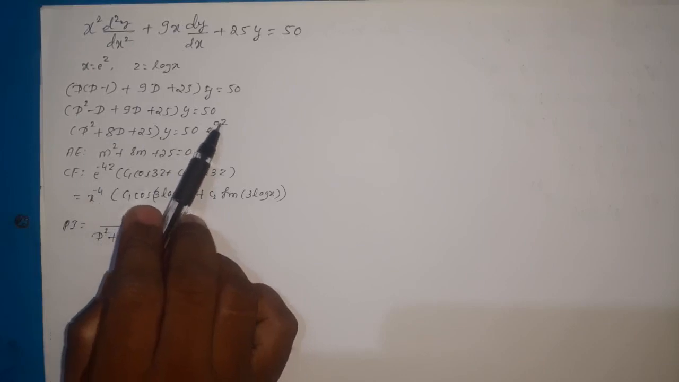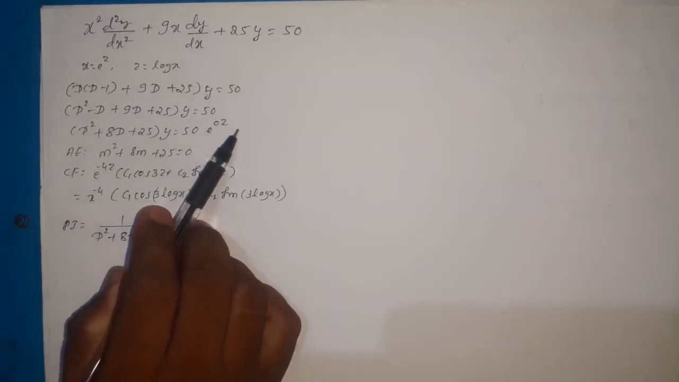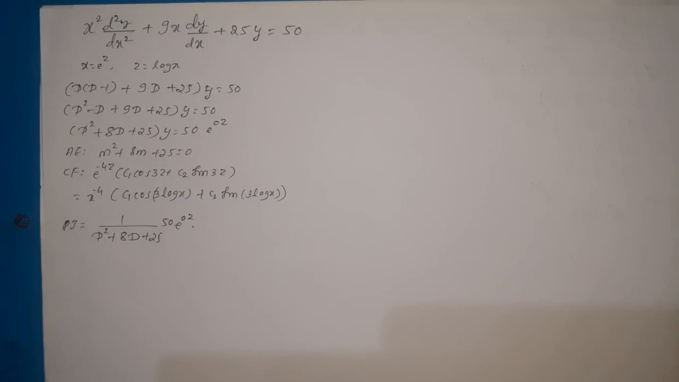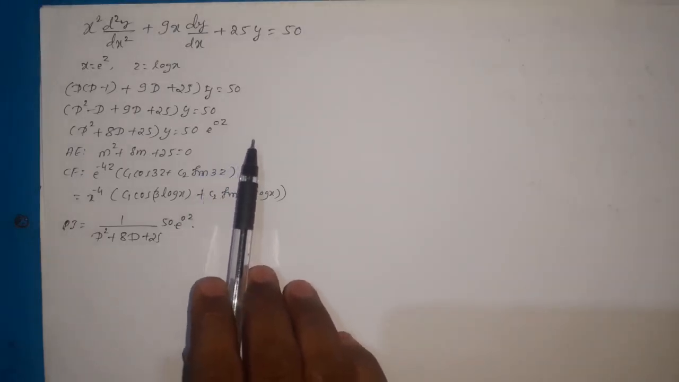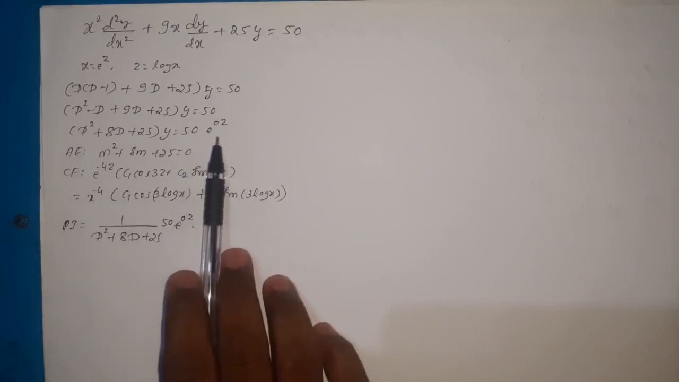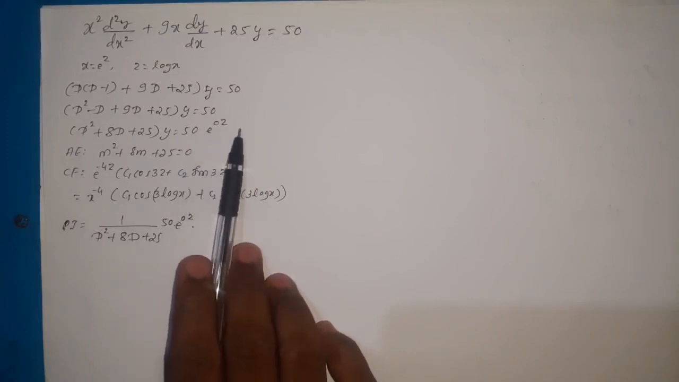into e power 0z, because we can find the particular integral when the RHS is of the form either e power z or x power m or sin ax cos ax or x power m into v or e power ax into v. So therefore here there is no standard form, so therefore we have written it as e power 0z.